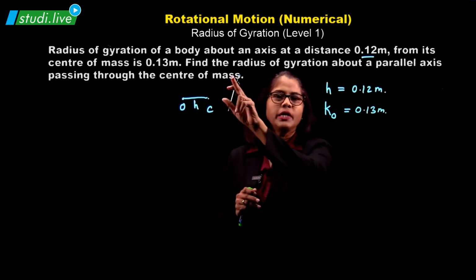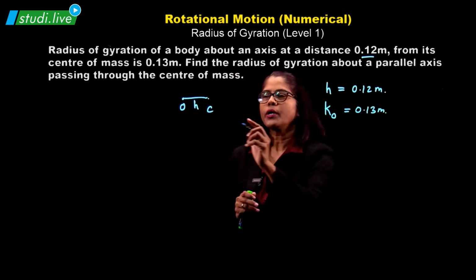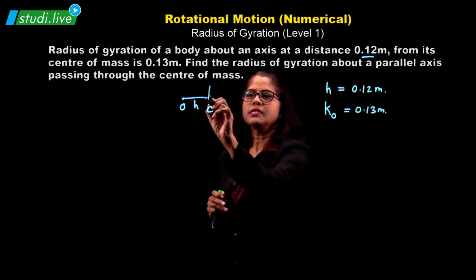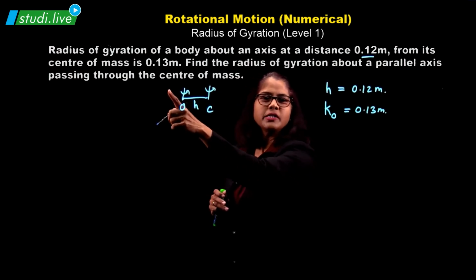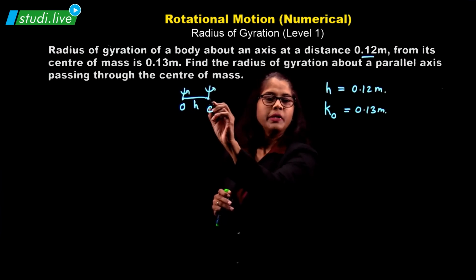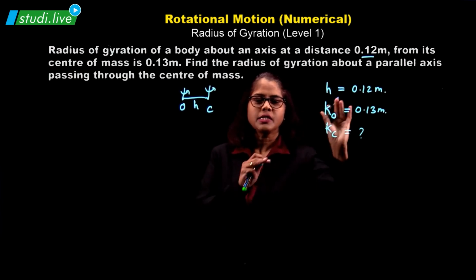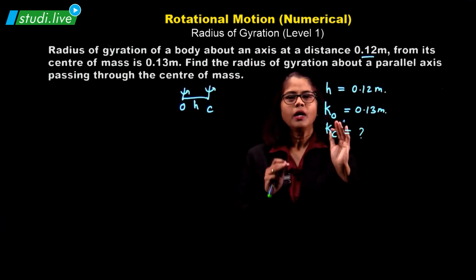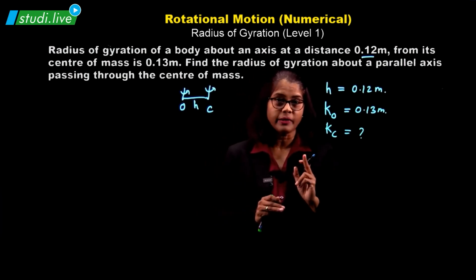What you have to find out is the radius of gyration about a parallel axis. Okay, that means this part. These are the parallel axes, right, students? So the parallel axis passing through the center. That means I have to find out K suffix C. This is the data given here. Now to apply this, of course, this is which type? Parallel axis theorem. We have to apply that part.